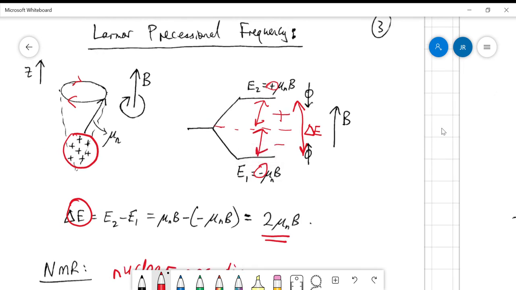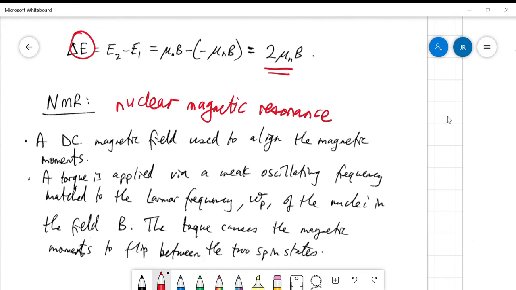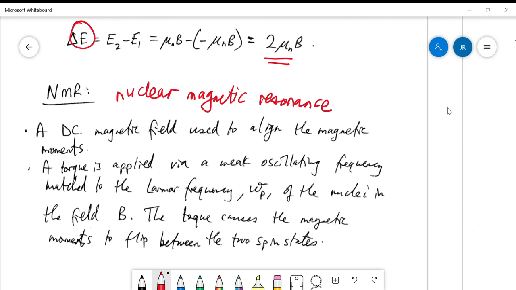Okay. So basically we can talk to that dipole if we can match its frequency. If its frequency is the Larmor frequency, we can communicate with it if we match that Larmor frequency. Similar to tuning a radio, you have to get the receiver to be at the same frequency as the emitter, and then you can receive the signal. Anyway, the torque is applied via a weak oscillating frequency. They actually use radio waves, but you'll hear about that in another course.